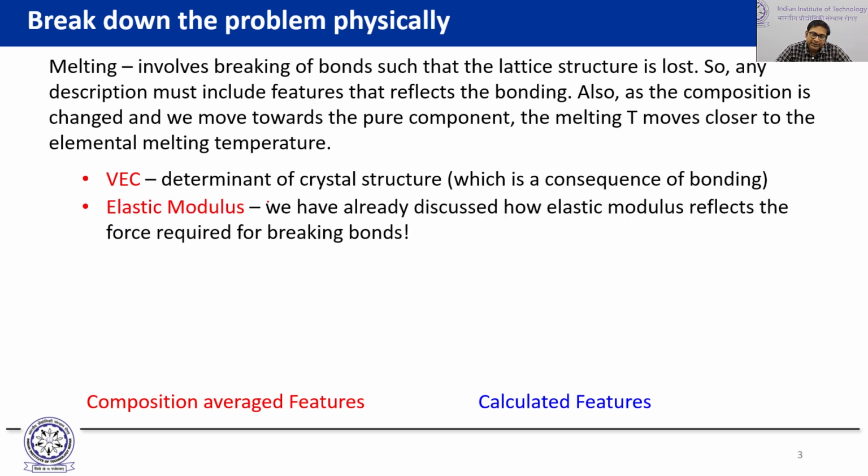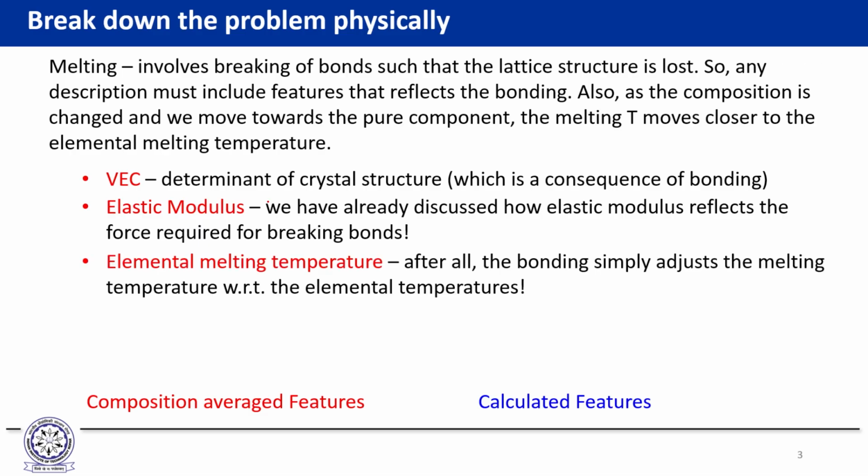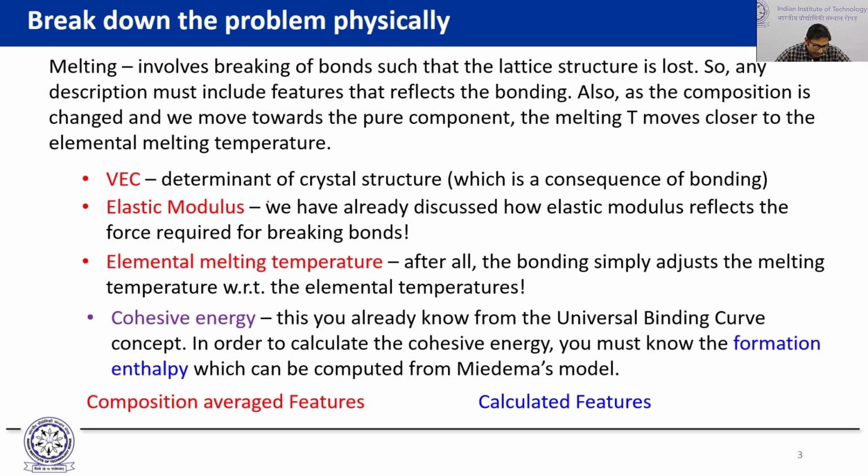Then you can also think in terms of elastic modulus, because we have also discussed a little bit when we were talking about Eshelby's model that the elastic modulus gives you an idea about the force that is needed in order to break the bonds. You can think in terms of the elemental melting temperature. After all, if you think about it, the bonding is going to simply adjust the melting temperature with respect to the elemental temperatures, right? And then finally, you want to think of something like cohesive energy.